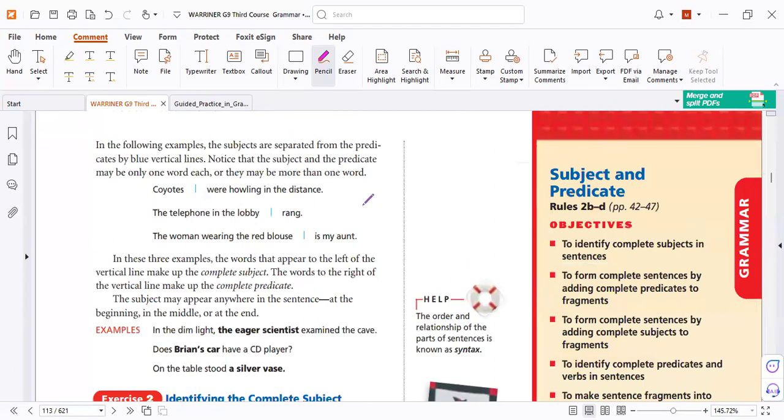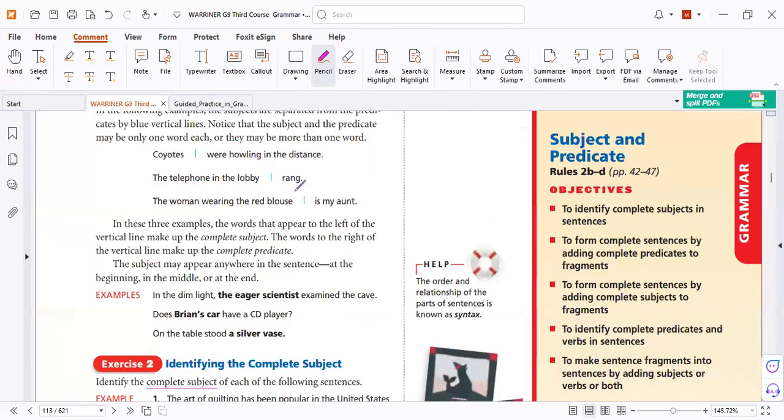How can I know the subject? Always ask yourself who or what did the action. For example here, what ran? The telephone. So telephone is the subject, and ran is the verb, and all of it is a complete sentence. Yes or no? Yes. So that's it.